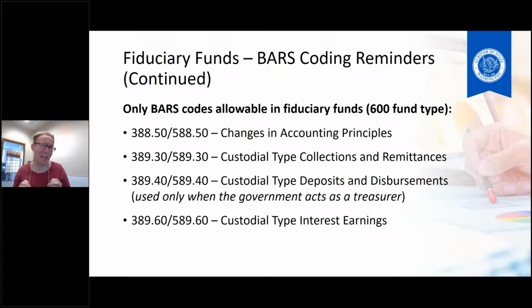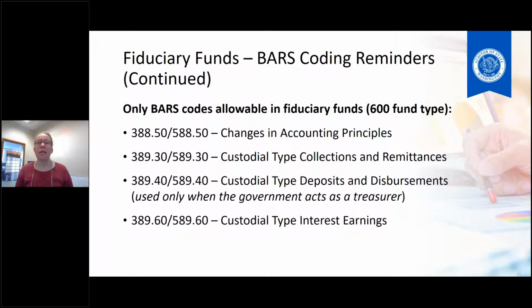A code that sounds very, very similar, but has one distinction, is 38940 and 58940. These are custodial type deposits and disbursements. This is only when you are the acting treasurer for that fiduciary fund.